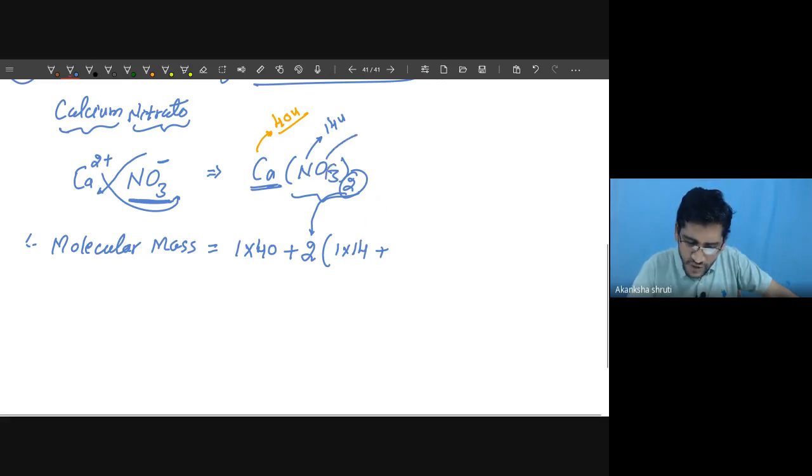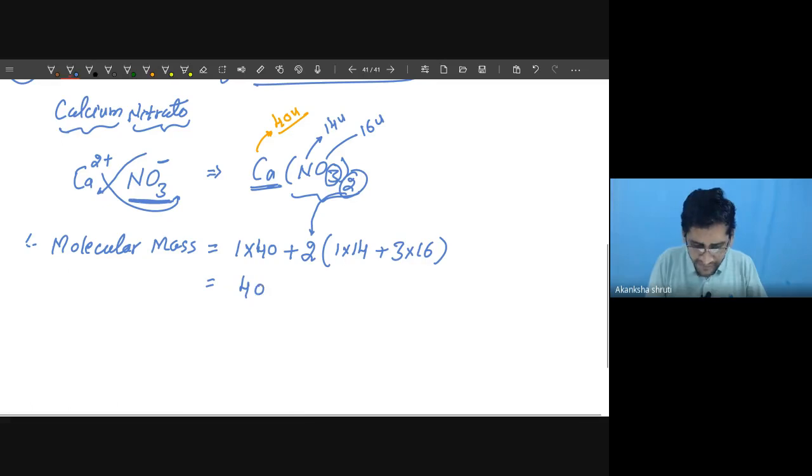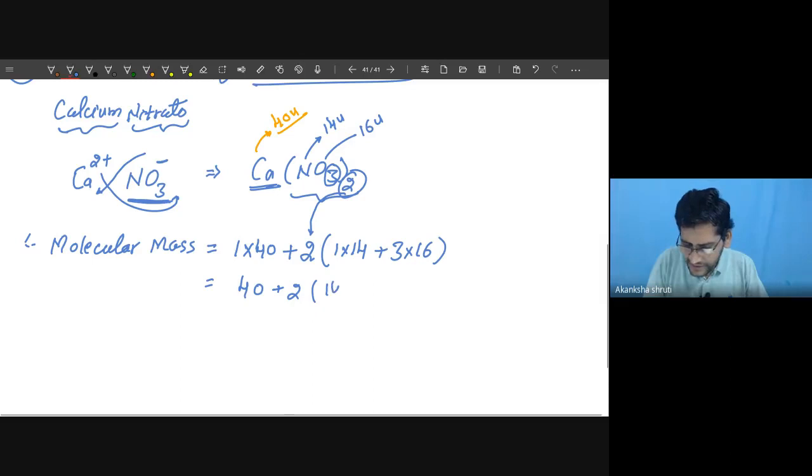For this oxygen, we need to observe the number of oxygen atoms inside this bracket. It is 3. So 3 should be written first. Then for oxygen, the mass is 16 U. So that 16 has to be multiplied here. The bracket should be closed. Is it okay? Yes, sir. So it is like 40 plus 2 into, 14 plus 48. So it becomes 40 plus 2 into 62.